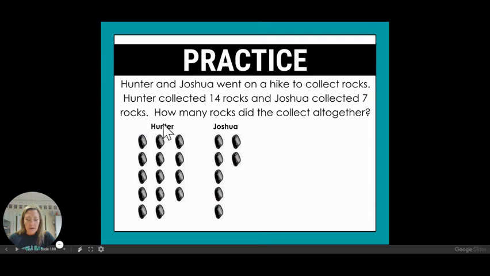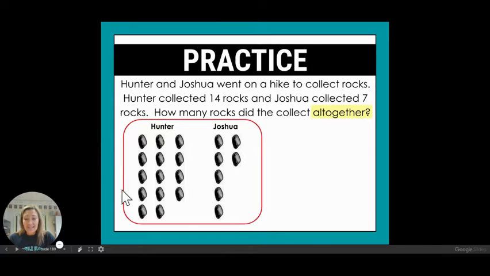Now, if I keep reading my problem, my last sentence is my question. It says, how many rocks did they collect all together? Now, this word all together is one of my clue words that tells me that I'm going to be doing addition, because I want to know together how many rocks did they collect. So I'm going to combine what Hunter collected with what Joshua collected in order to find my total. To write my number sentence would be the 14 from Hunter plus the 7 from Joshua.